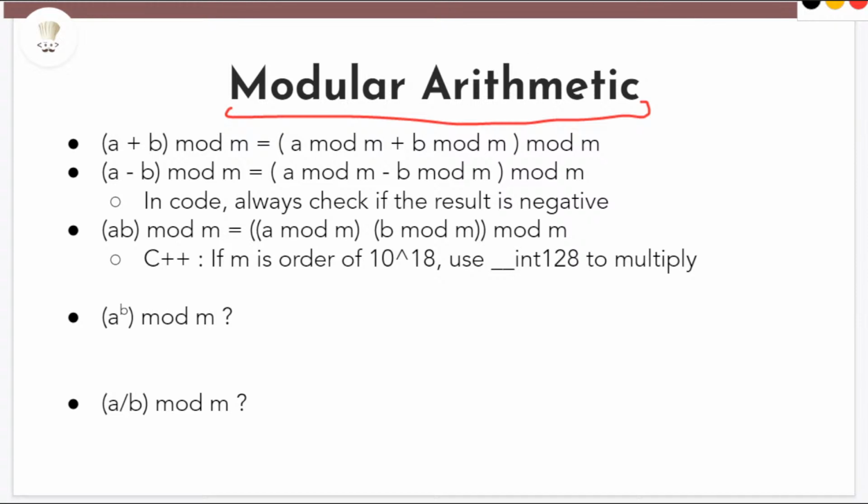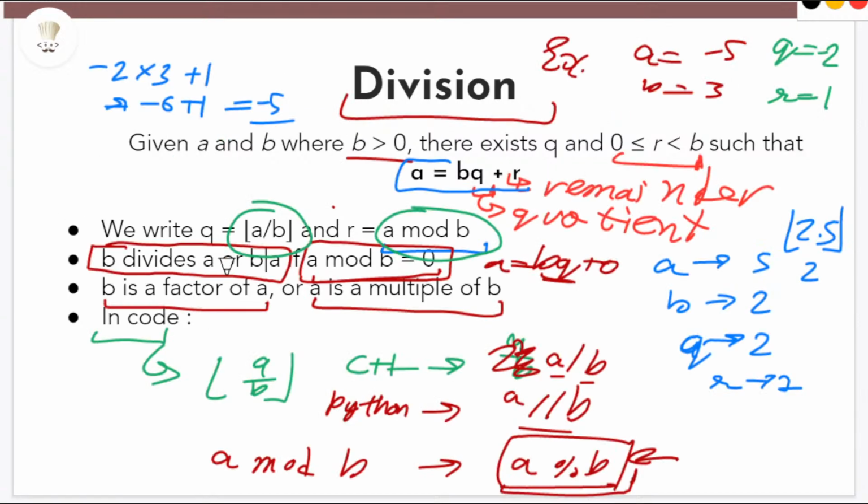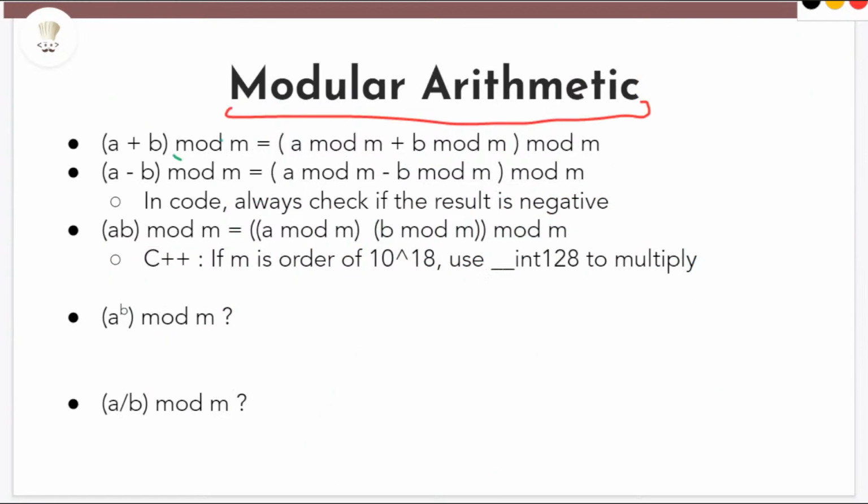What does modular arithmetic mean? Arithmetic that we do in a modular context, right? So let's say we want to calculate a plus b modulo m, right? Here modulo m is the same operation that I showed you in the division in the first slide, which is the remainder when we divide a by b, right? So a plus b modulo m is equal to a modulo m plus b modulo m, mod m, right? This is one property of modular arithmetic.